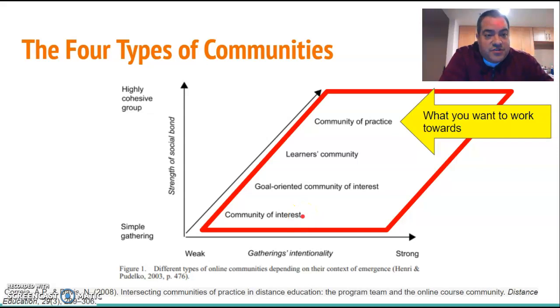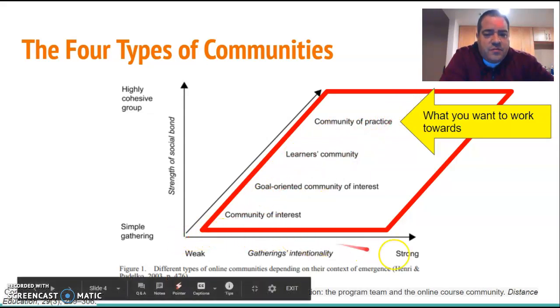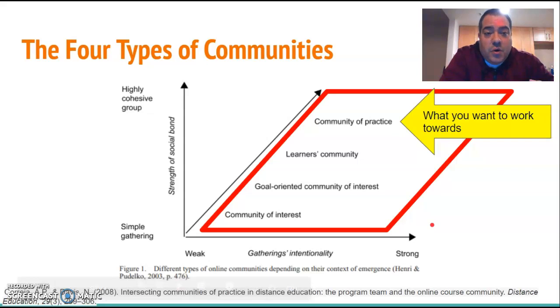there's some sort of interest. And we'll talk about the formal definition of each of these in a moment. But ultimately, there's a spectrum. And the higher that you go in the spectrum, the more cohesive the group. The greater you go from left to right, the stronger the level of intentionality. So there's a common reason, a goal, a motivation to be involved.